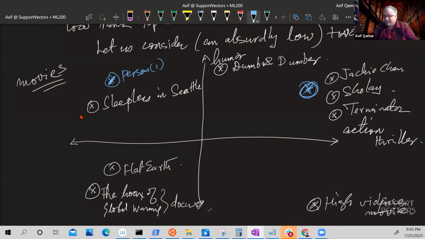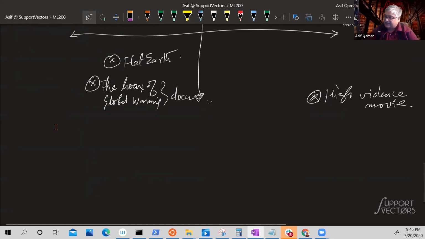Are we together? So if you look at this very simple low dimensional space, we can say that each item can be represented. Actually, let me use a different color to illustrate this.